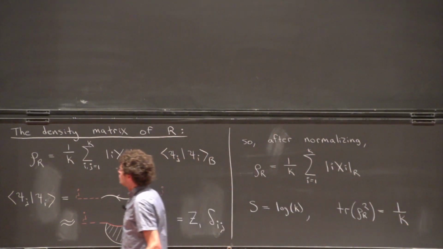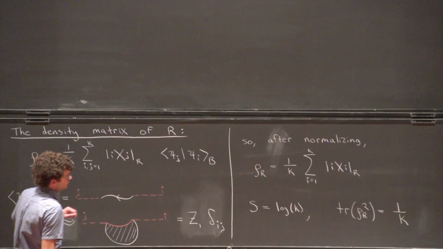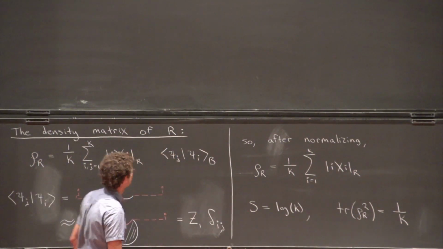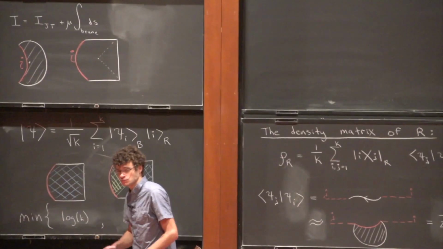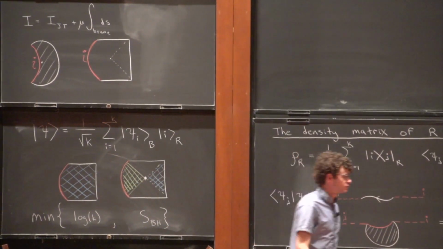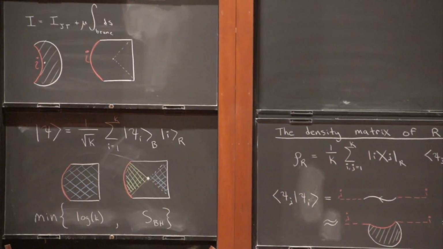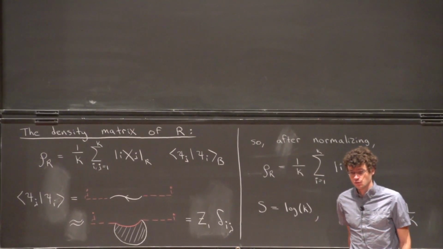OK, so we computed the density matrix. We then computed the entropy, and we found log k. We only got one of these 2 terms. So what are we leaving out? How can we get the full island formula?